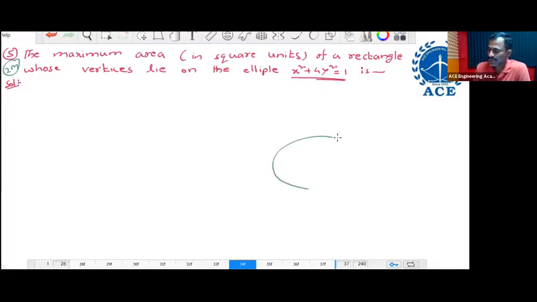The ellipse is given, and the equation of the ellipse is x square plus 4y square equal to 1, or x square by 1 square plus y square by (1/2) square. It is a given ellipse, and it is in standard form: x square by a square plus y square by b square equal to 1, where a is 1, greater than b equal to 1 by 2. So the major axis is the x-axis, and the minor axis is the y-axis.